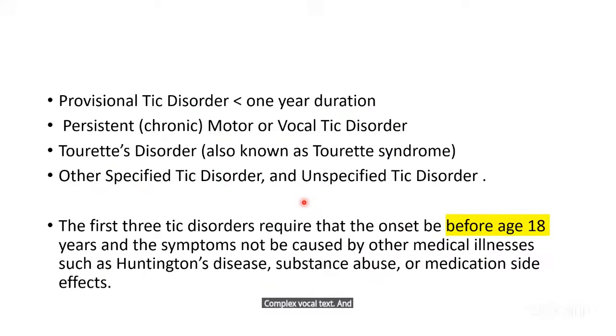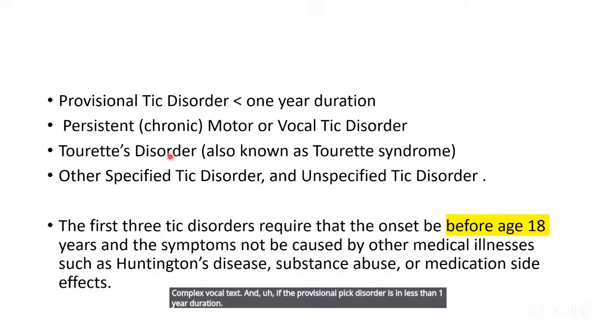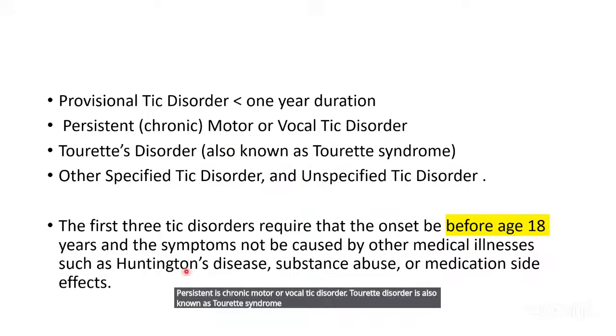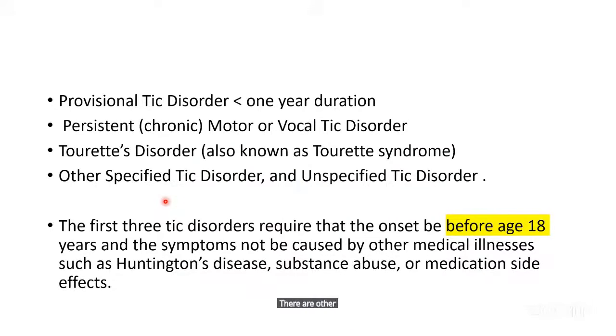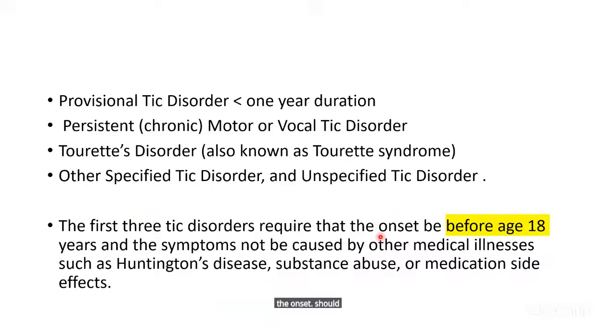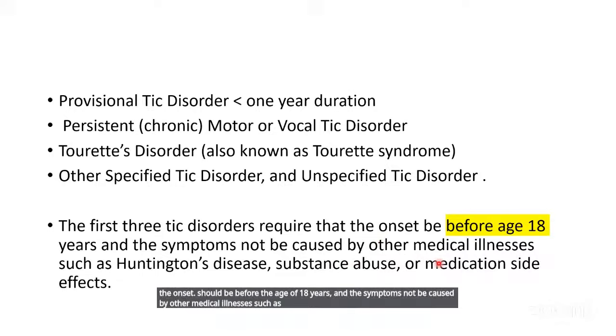And if the provisional tic disorder is less than 1 year in duration, persistent is chronic motor or vocal tic disorder. Tourette disorder is also known as Tourette syndrome. The other specified tic disorders and unspecified tic disorders are also there. The first three tic disorders require that the onset should be before the age of 18 years, and the symptoms not be caused by other medical illnesses such as Huntington, substance abuse, or medical side effects.